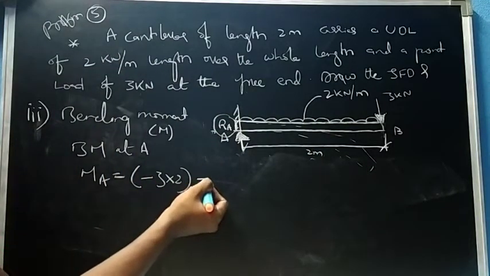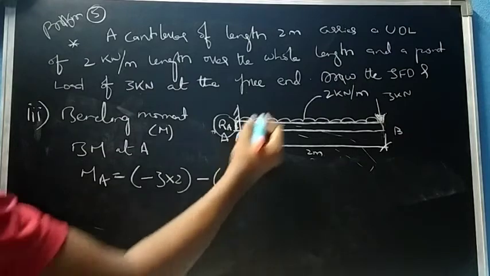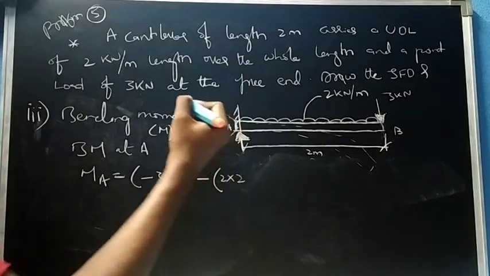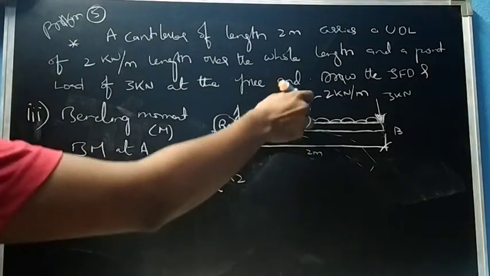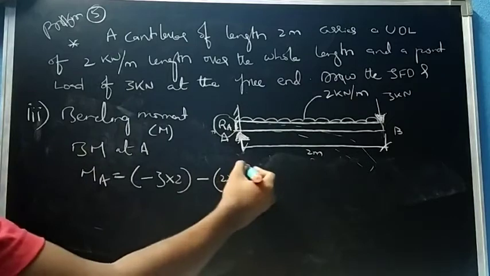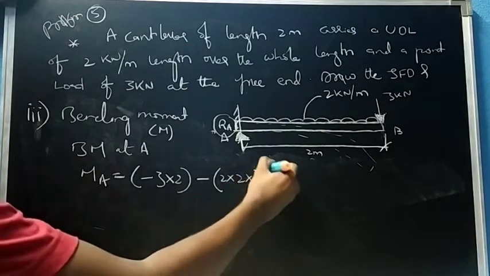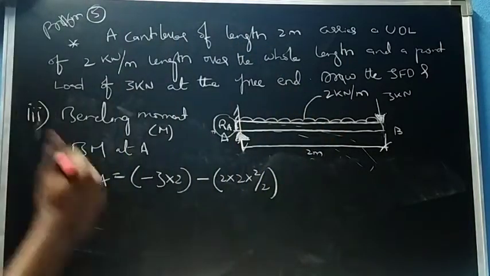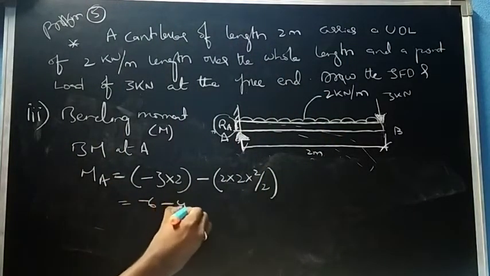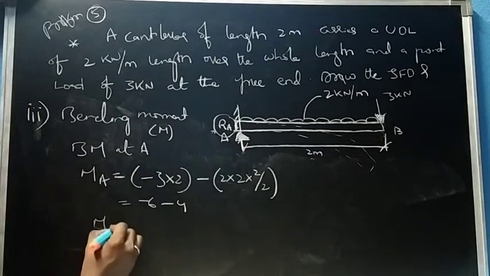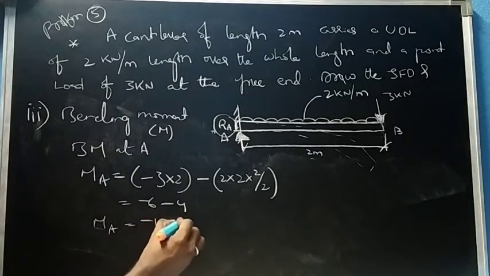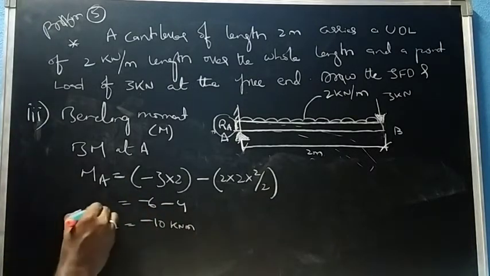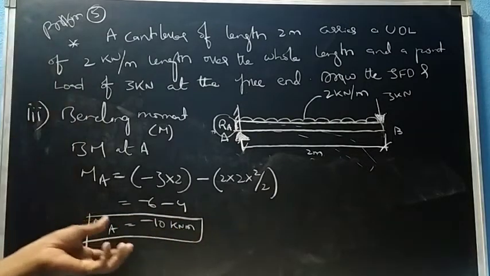So we can take negative, that is minus 2 into 2, because it is a uniformly distributed load, and the maximum bending moment for UDL will be in the middle. So we will multiply with half of this length, that is 2 meters, we divide into 2. Clear? So we got 6 here, we got 4 here. So at A we got minus 10 kilonewton meter. Don't forget the units for bending moment, that is kilonewton meter. So put a neat box here.